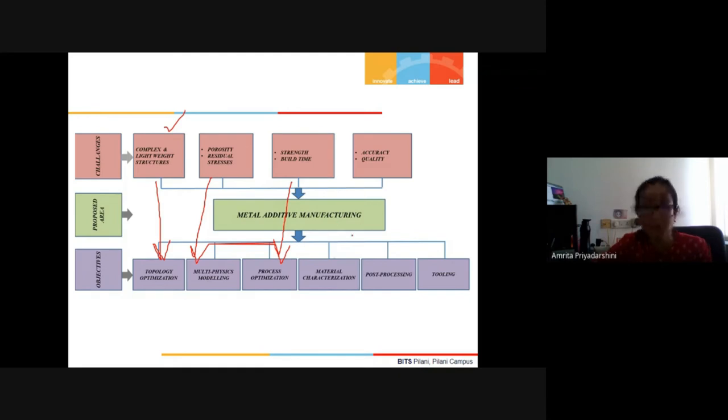Then once you make these things, you have to go for material characterization. Then what kind of post-processing is required? So these are some of the areas related to metal additive manufacturing which we can think of, study and analyze.